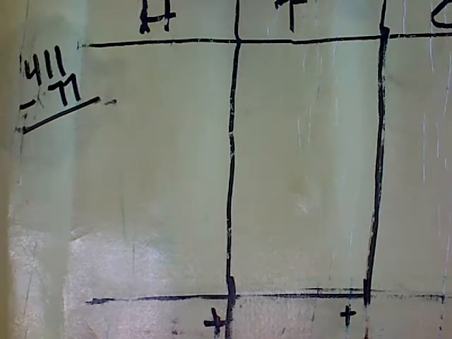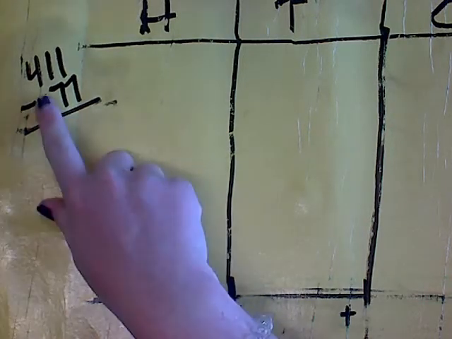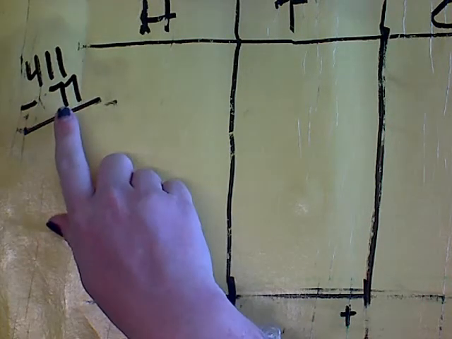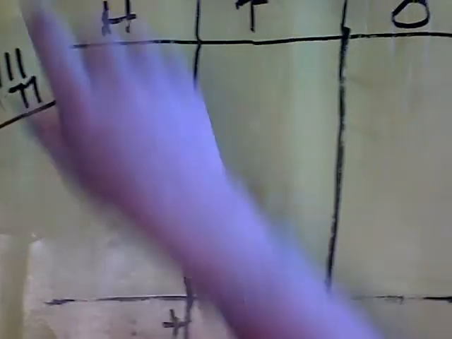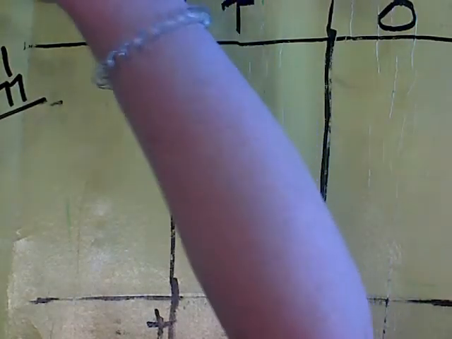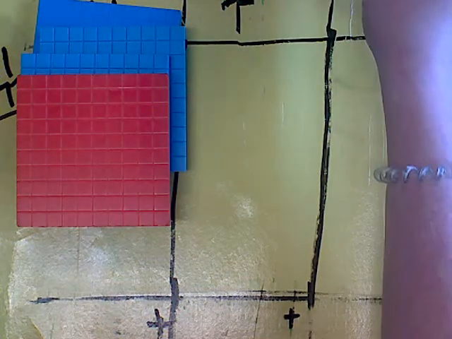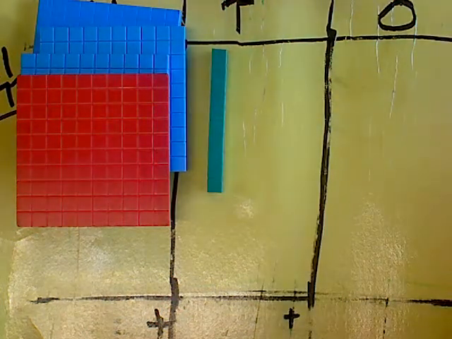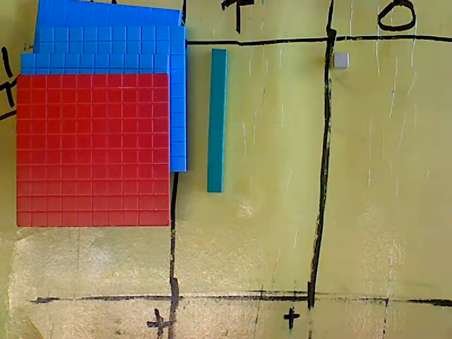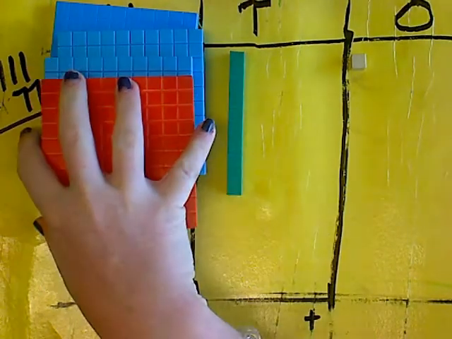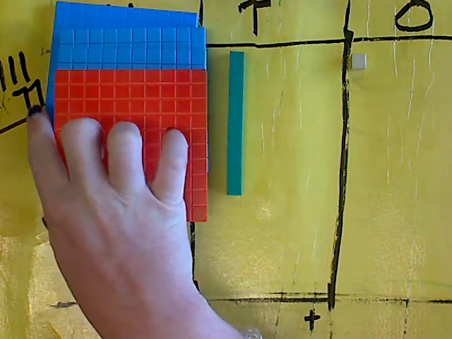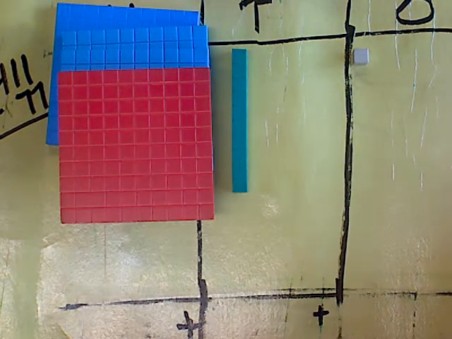We are going to practice subtracting using our base 10 manipulatives. My first problem is 411 minus 77. I'm going to start by building 411 since that is my greatest number. It has 4 hundreds, 1 ten, and 1 one. And then I need to take away 77, which has 7 tens and 7 ones.